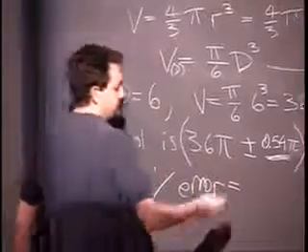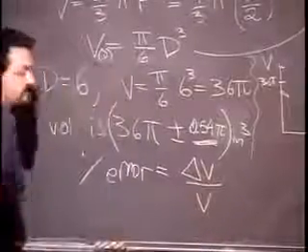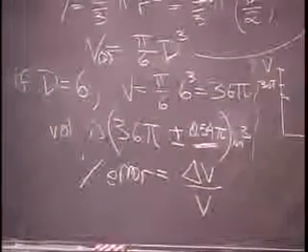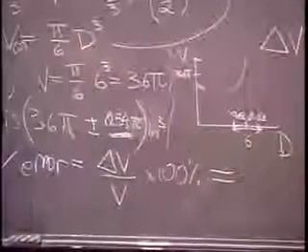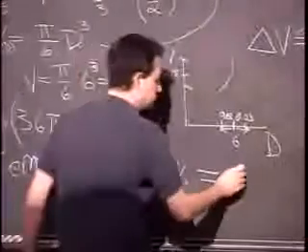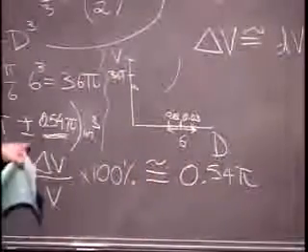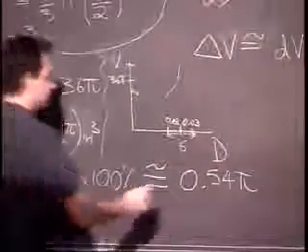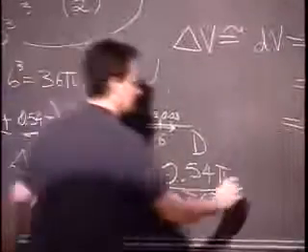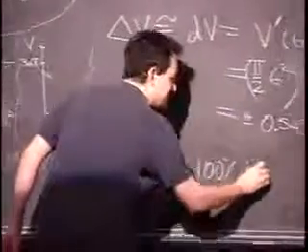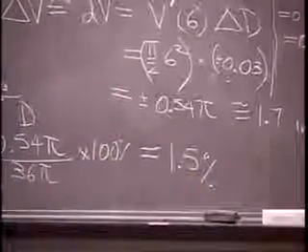is equal to the actual error over the quantity itself times 100%, which is equal to 0.54 pi, approximately equal to, because actually this is an approximation itself, over 36 pi. And if you work that out, you get 1.5%. That's what the number works out to be.